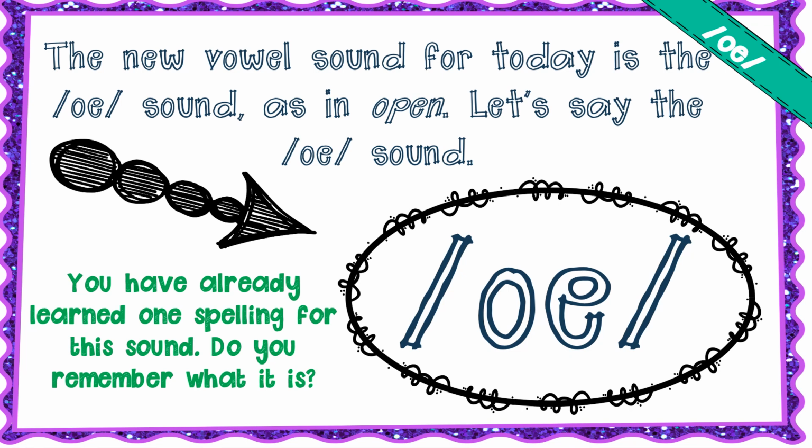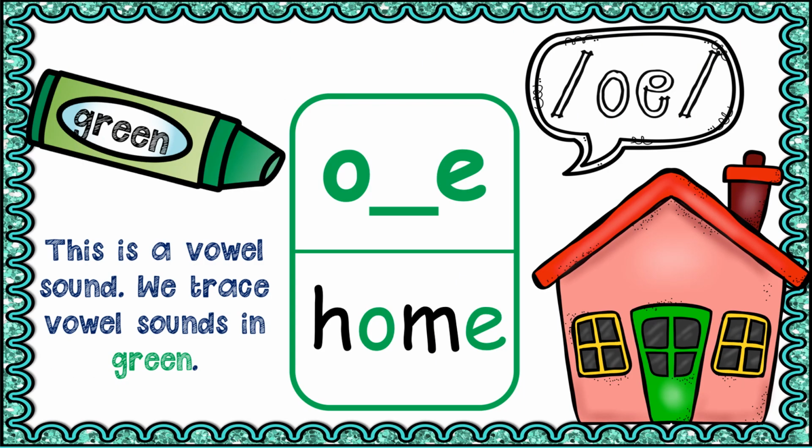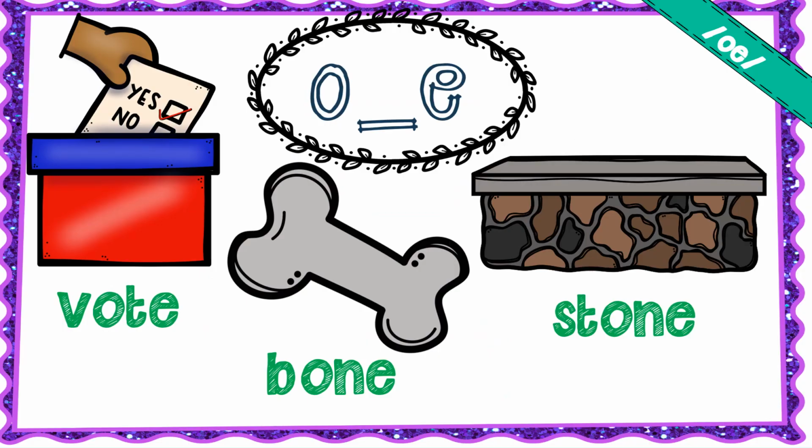The new vowel sound for today is the O sound, as in open. Let's say O, O. Now you've already learned one spelling for this sound. Do you remember what it was? O consonant E. Remember that magic E that made the O say its name. So like in this word, home, that O doesn't say ah, it says O because of that magic E. Let's review some of these words. Boat, bone, stone. Those sneaky magic E's make the O say its name.